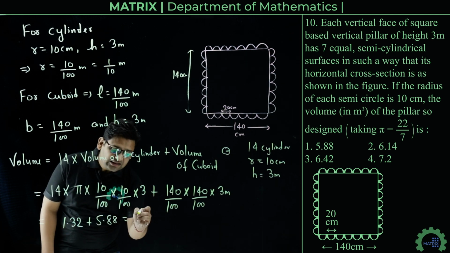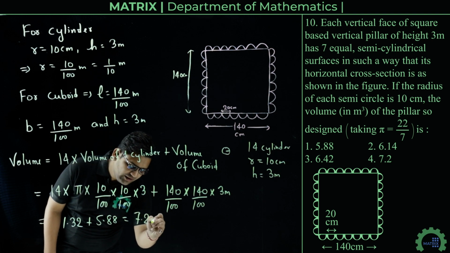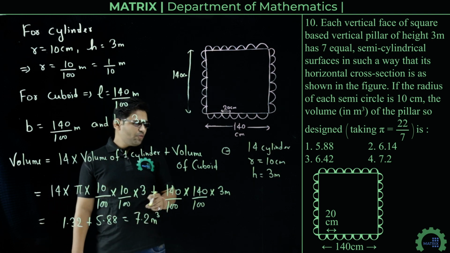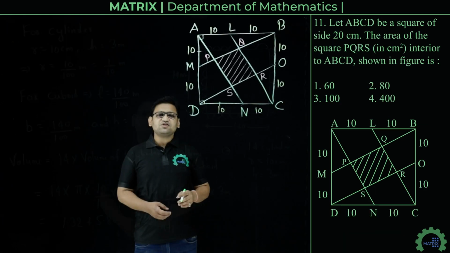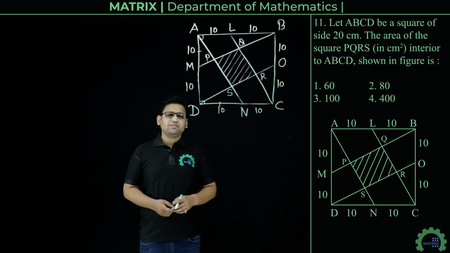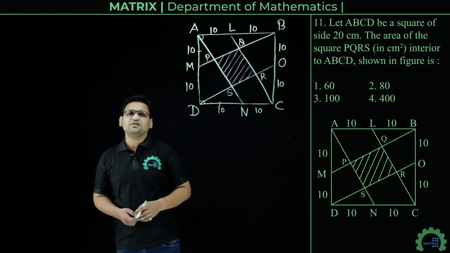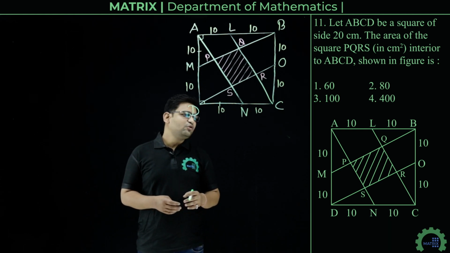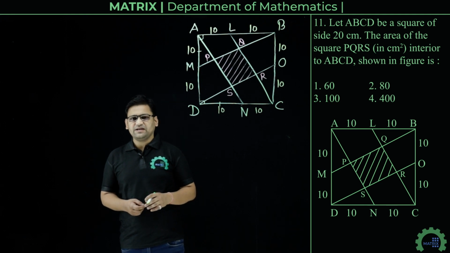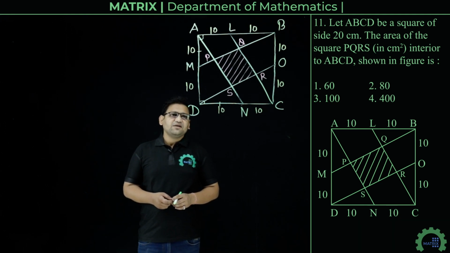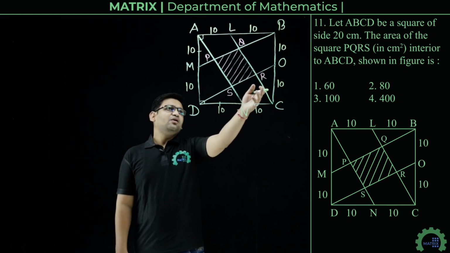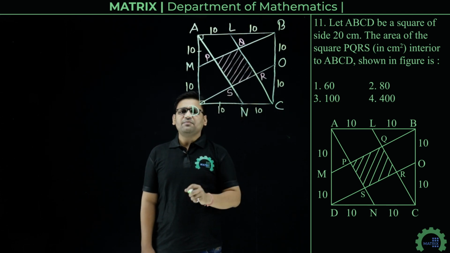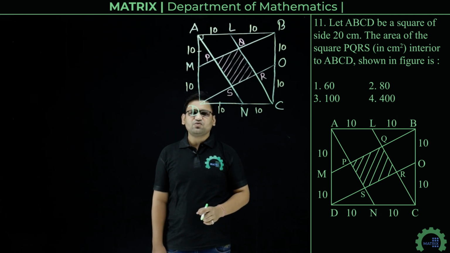So finally we get 7.2 meter cube, that is option number 4 is the correct answer. In the next question, it is given that ABCD is a square of side length 20 centimeter and we need to find the area of square PQRS, which is inside of this square. So here N, O, L and M are the midpoints of the sides of the square.